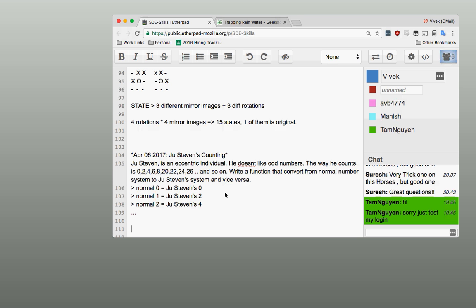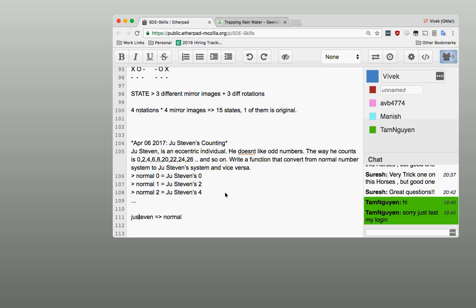So how do you do this? What's the way to do it? One of the things I heard, and I wanted to see if you actually like it, was to go from Jew Steven to normal. All you had to do was Jew Steven divided by 2 is normal. Does that work?